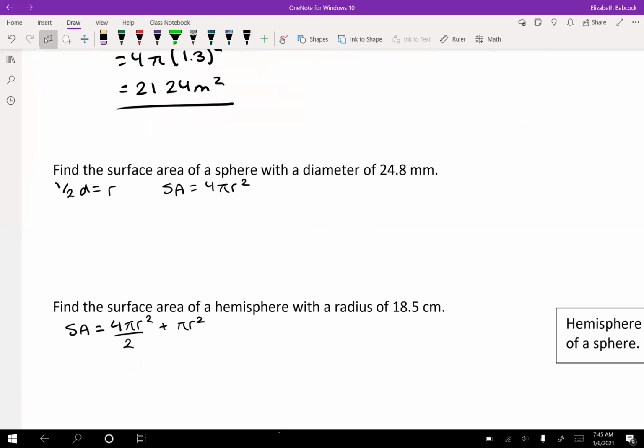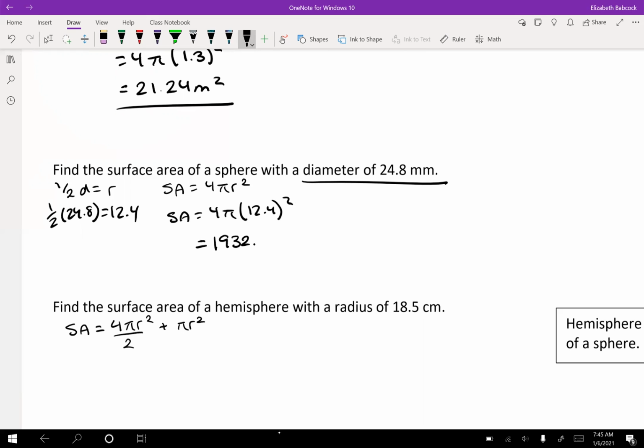Remember, in this one you're given: find the surface area of a sphere with a diameter of 24.8. Half of our diameter is our radius, so we have surface area equals 4 pi 12.4 squared. You get 1,932.21 millimeters squared. Make sure you're including your units.